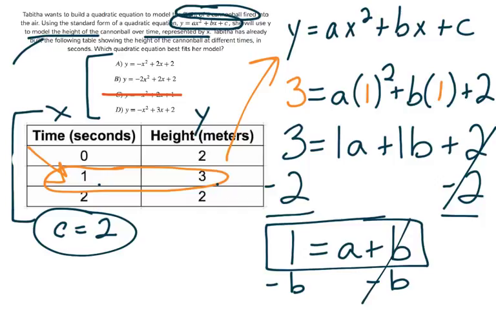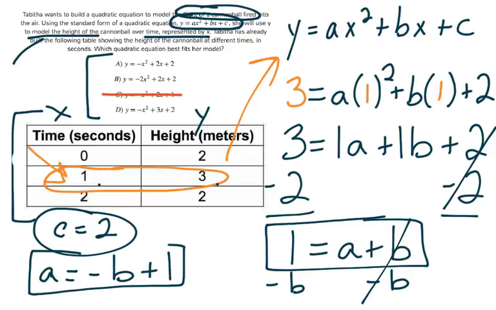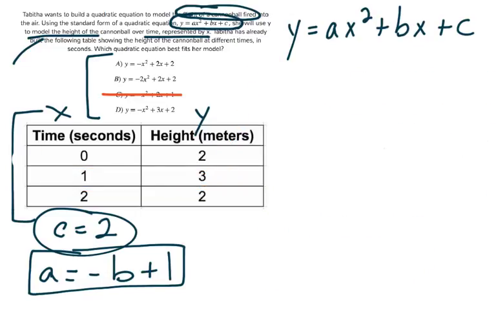So that would give me a equals negative b plus 1, or 1 minus b. Those are the same thing. My b is negative, my 1 is positive. Okay, great. The last thing you need to do is substitute another point.